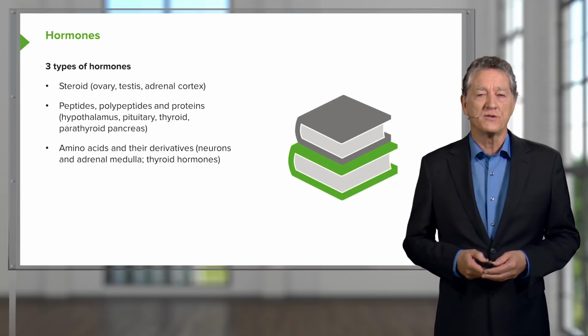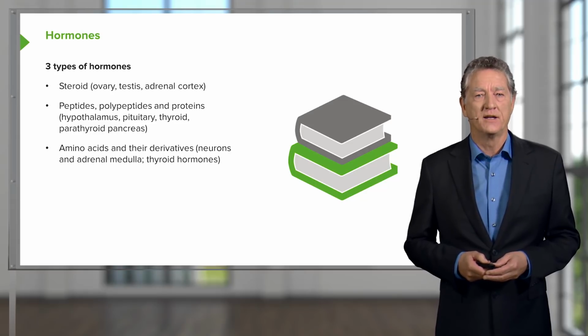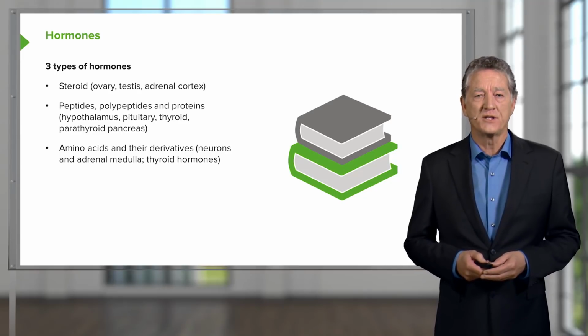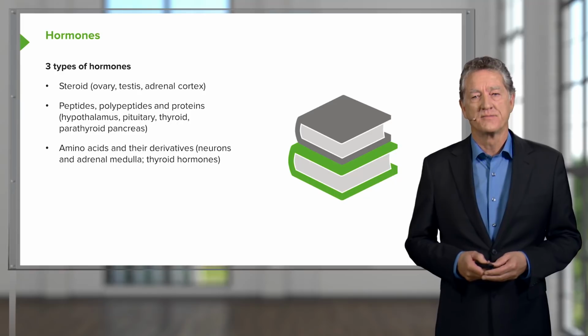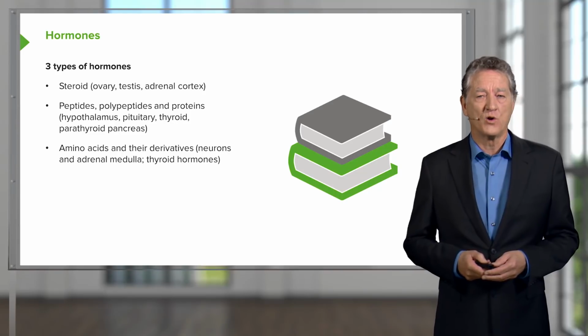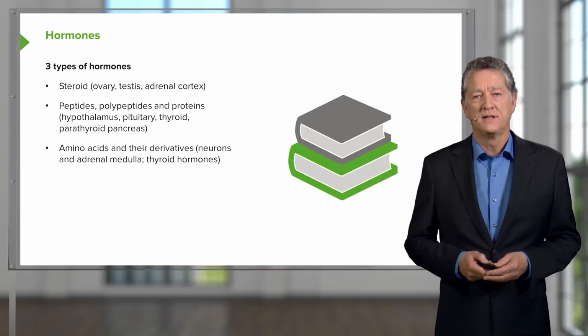Well, hormones are of three types. One, they can be steroid hormones, or they can be peptide, protein or polypeptide hormones. Some hormones can be derived from amino acids. And here on this slide I've listed the various locations that these hormones and the organs are secreting. And I'll refer to these in a later lecture.